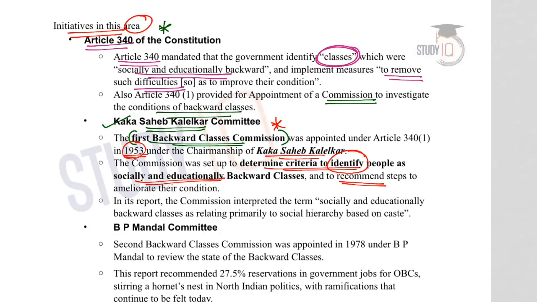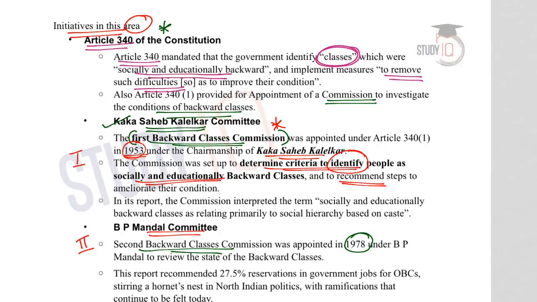So this is the first committee, and the second committee is called the BP Mandal Committee, which is very popular. You might have heard about this committee in various news or newspapers recently associated with this recent 10% reservation. So coming to the second committee, that is the BP Mandal Committee. This was appointed in the year 1978.